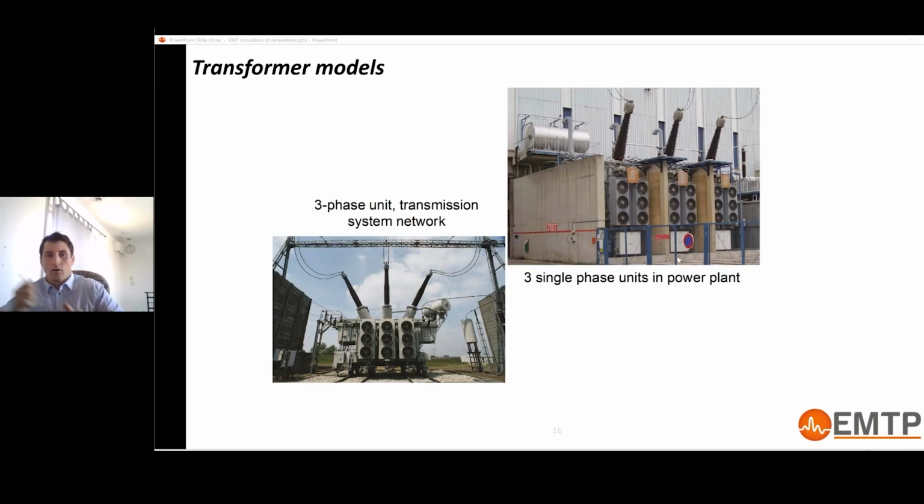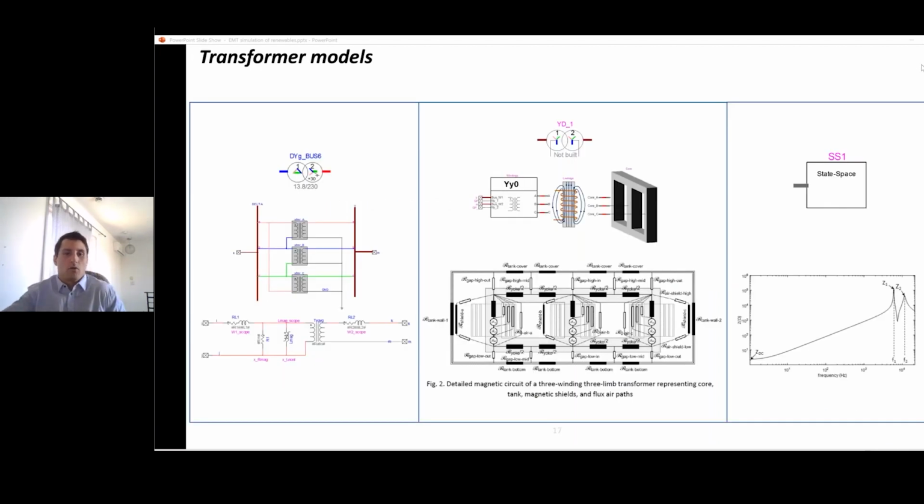Now we are going to go component by component. The first one is the transformer model. There exist many different models in EMT type tools. Often, according to the study you do, you will use one model or another. Here in EMTP we have three.